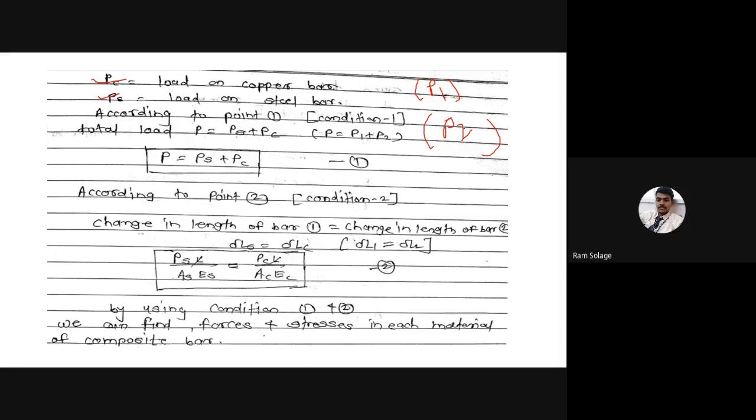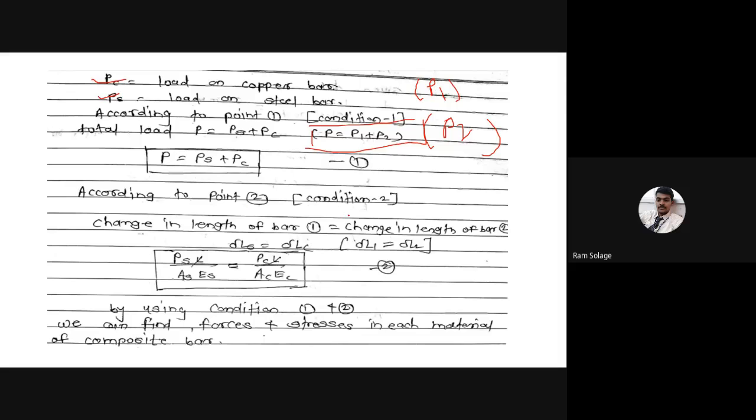Some students also write P1, P2. There is no problem for that student also. So according to condition 1, total load P is equal to PS plus PC. Or I also write P is equal to P1 plus P2. Condition number 1, equation number 1.